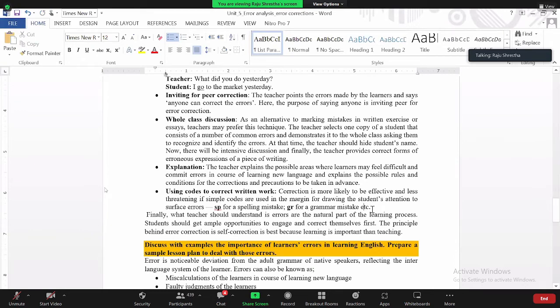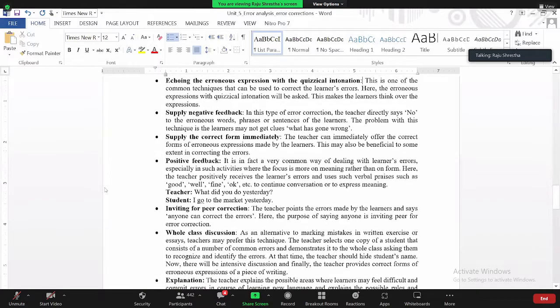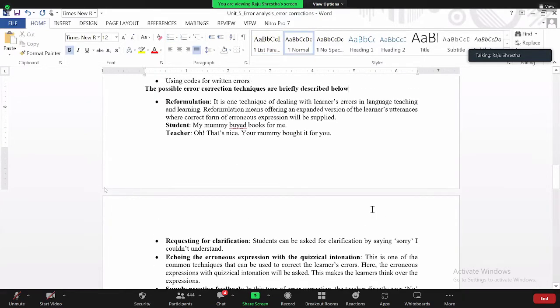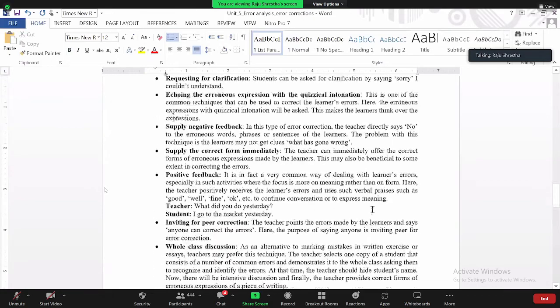So in this way, from the examination point of view, this technique we can use while correcting students' errors in the course of English language learning.